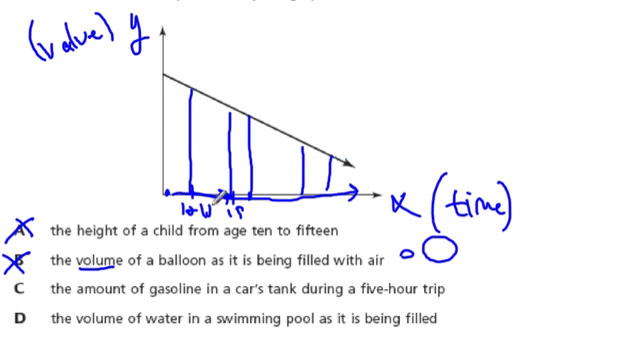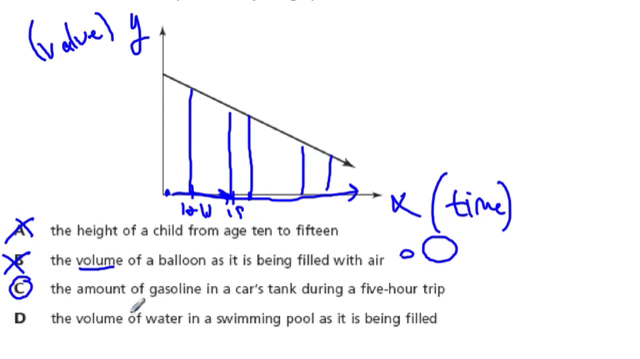The amount of gasoline in a car's tank during a 5-hour trip. That's possible, although I wouldn't think it's constant like this, because you're constantly accelerating and decelerating, and that affects your gas rate. But anyway, this is possible because as you drive on, you're using up gas. So there's less gas in the tank as you go to the right here on your x-axis as time goes on. I'm going to circle it for now as a possibility.